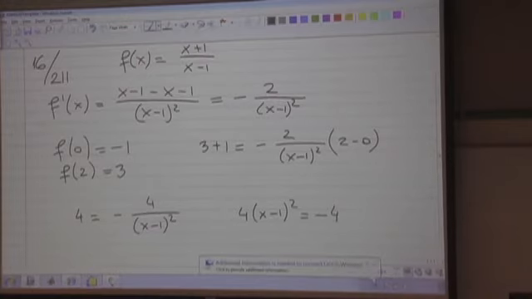Do I need to continue? Let me ask you again, do I need to continue? If you look at it, is there any reason for me to move on with this? The left-hand side is a quantity squared. The right-hand side is negative. Can anything squared equal negative? As a consequence, there is no x for which this would be satisfied.